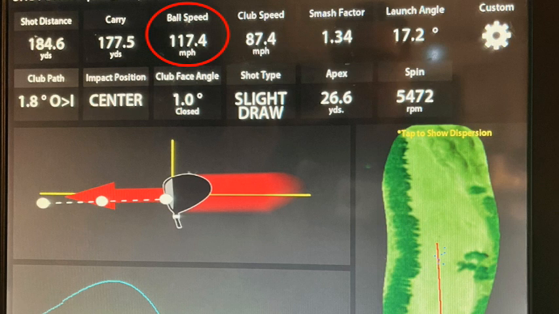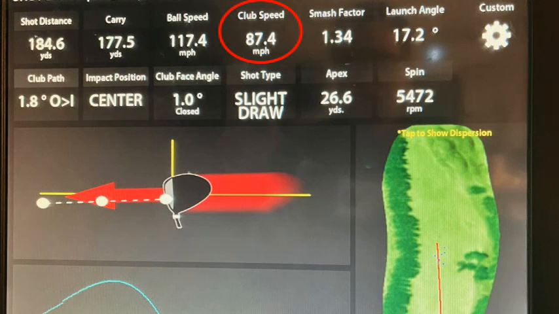Ball speed of 117.4. So that's how fast in miles per hour my ball left the club face when I hit it. It left the club face at 117.4. Now, for every mile an hour of ball speed that I gain from there, I'm picking up probably about 2.25 yards. So if you can increase your ball speed, then you're getting distance. Club speed, 87.4 miles an hour. That's how fast my club was traveling the moment it hit the ball. So my club was traveling 87.4 miles an hour and hit the ball, and then the ball left at 117 miles an hour. So that's my ball speed and my club speed.